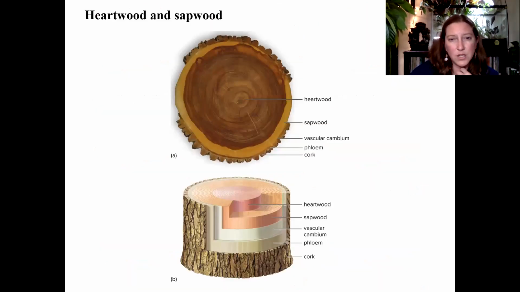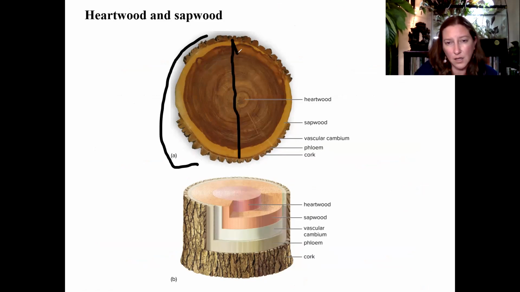One other thing I wanted to mention is heartwood and sapwood. So this is a cross section through a tree, right? The bark is on the outside, and all the stuff in the middle is secondary xylem.